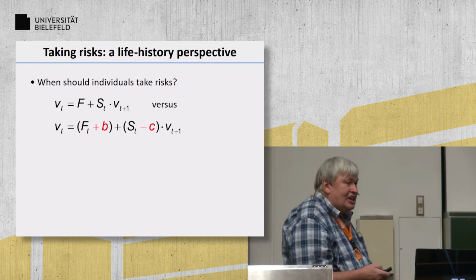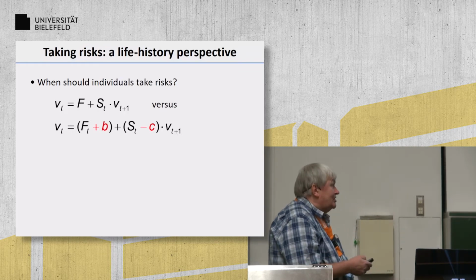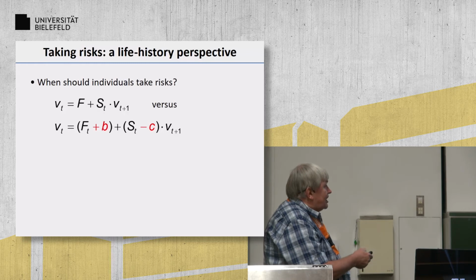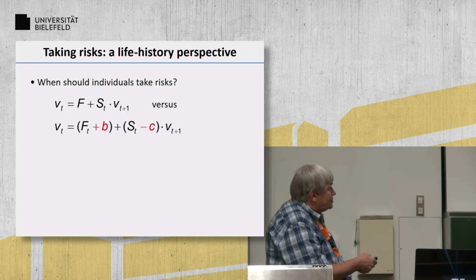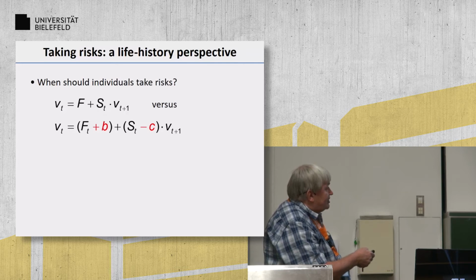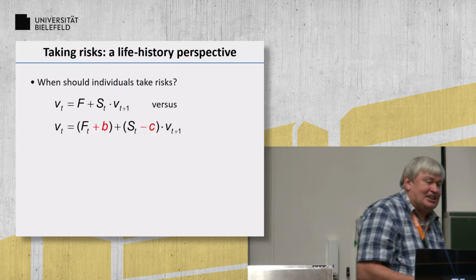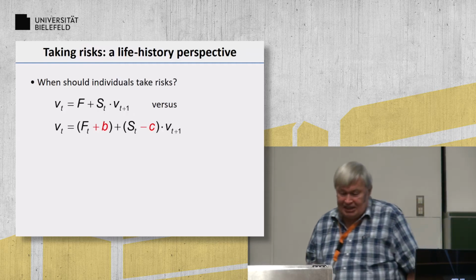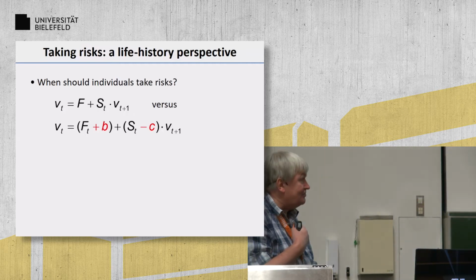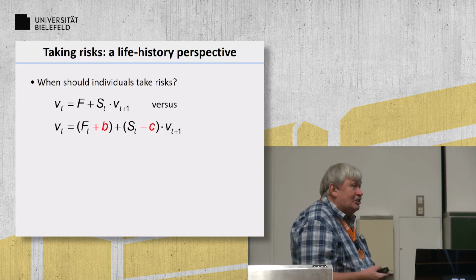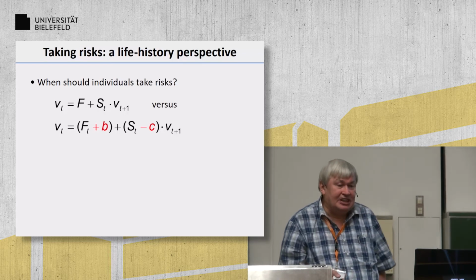Now consider a situation where an individual has to ask itself, am I willing to take the risk or not? The risk means that the survival will be reduced by a certain term C, that's the cost. And then, as a reward, it gets something like B extra offspring. So the question is, should I take the risk C on my own survival if this allows me to produce additional offspring here and now?